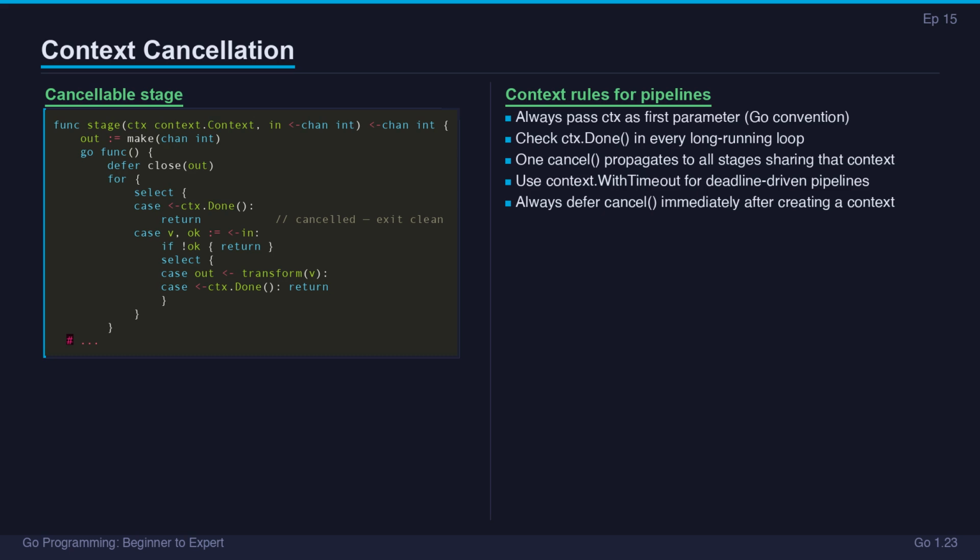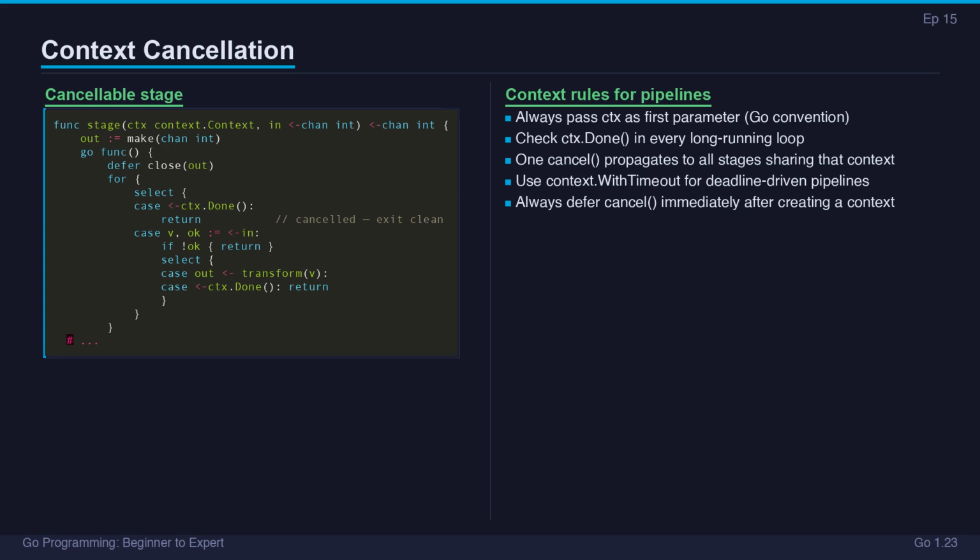When the context is cancelled, ctx.Done fires, the goroutine returns, its output channel closes, and the next stage sees the close and exits too. Cancellation propagates down the pipeline the same way closure does. The same pattern applies to the output send. Use select with the send and ctx.Done, so a stage can exit even if the next stage has stopped receiving.